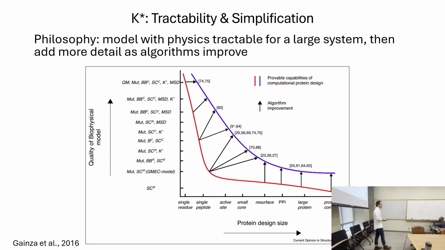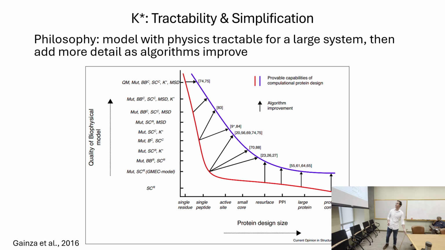So this review study from 2016 really drives this point home. Let's look at the y-axis first. On the y-axis, we're looking at the quality of the biophysical model. So at the very bottom here, this SC would just be some sort of rigid model, so no flexibility, no mutations. This is quite tractable. If we look at the top of the y-axis though, this is a very high quality biophysical model.